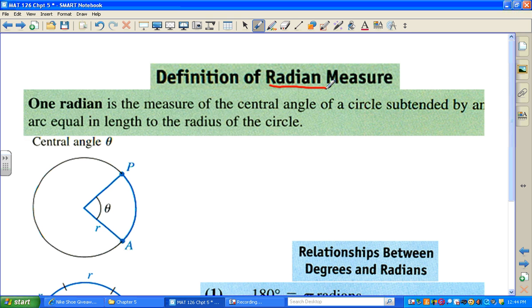Anyway, 1 radian is the measure of the central angle of a circle. What the heck does this mean? Subtended? Anybody got any English ACT skills they can throw out here? Sub is below. Tended?